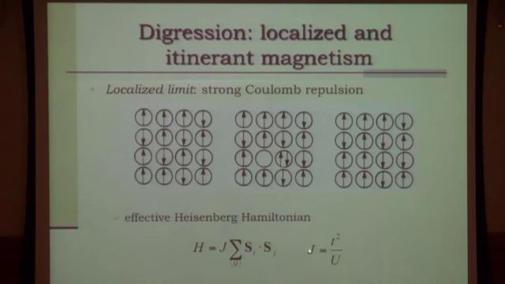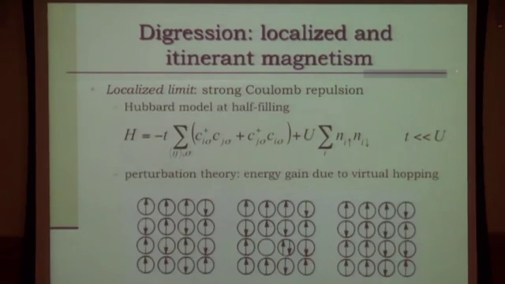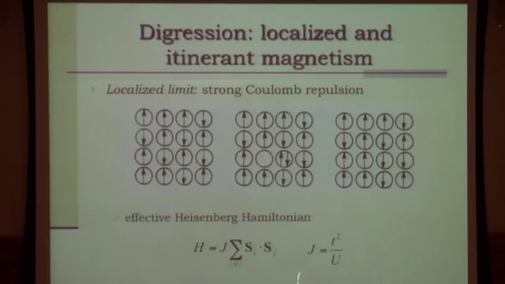Okay? So as you can see, this J is T squared over U, which in my first assumption, where T is much smaller than U, is a very small perturbation term. So as you can see, in this model, the energy gain comes from the kinetic term, because it comes from the T squared here.